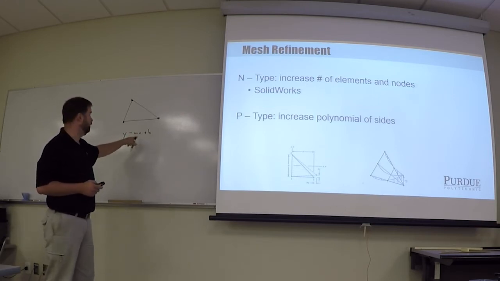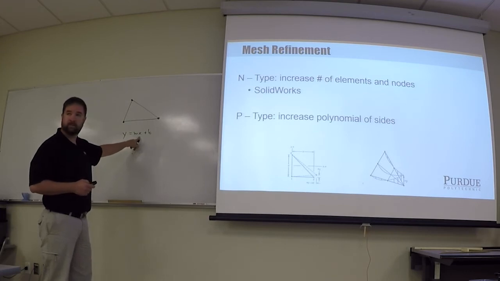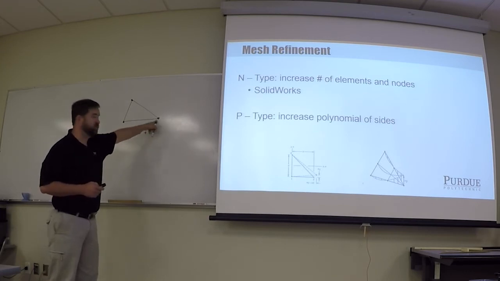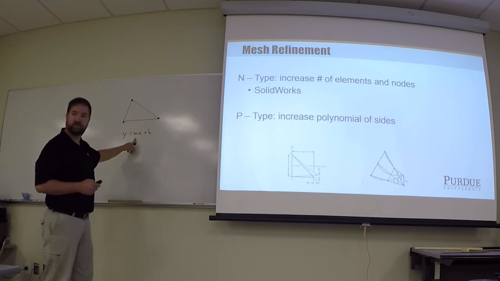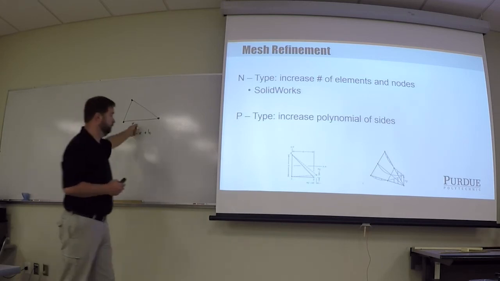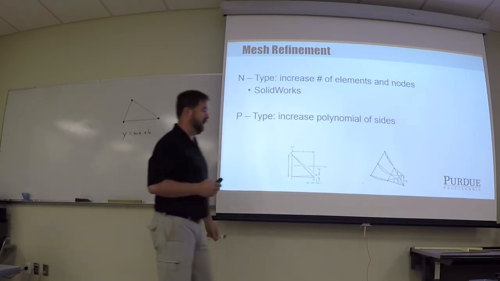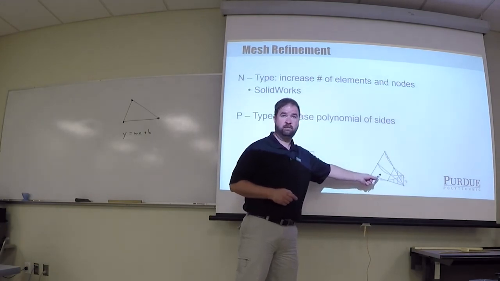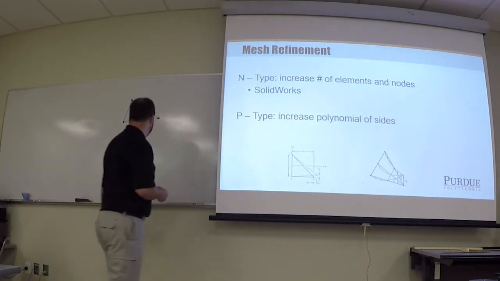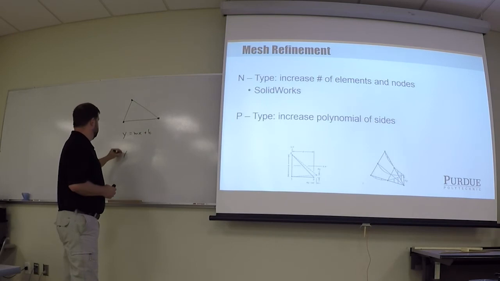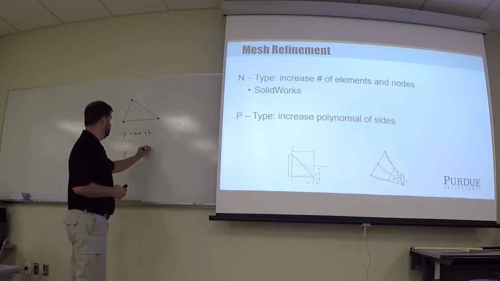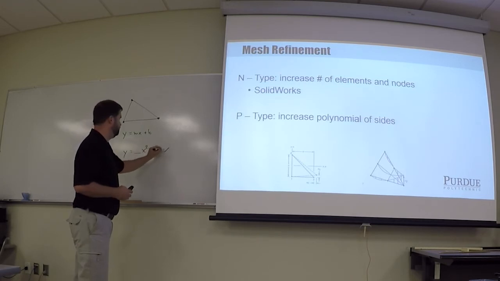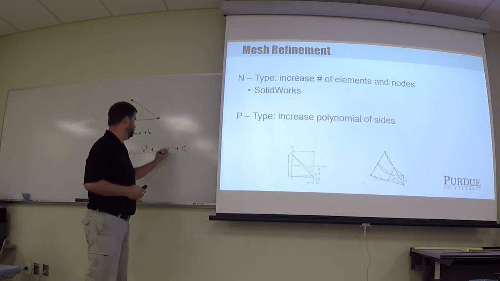If I increase the polynomial of my definition of the line, if I integrate this once, what do I end up with? I get a triangle that has parabolic sides, right? And what does that equation look like? Oh, you have the x squared term. Y equals something x squared plus something x plus a constant.